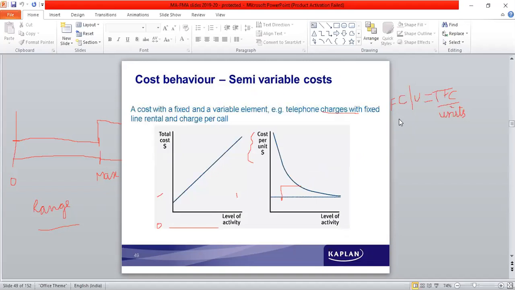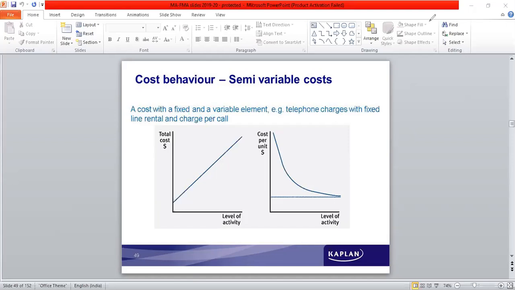Then we see the third category. The third category of cost, we call semi-variable cost. What is the semi-variable cost? Semi-variable is also called semi-fixed cost. What is a semi-variable cost? It is partly fixed and partly variable. So the nature of the cost is such that there is one component in that cost which is fixed, and the other part of it keeps varying.